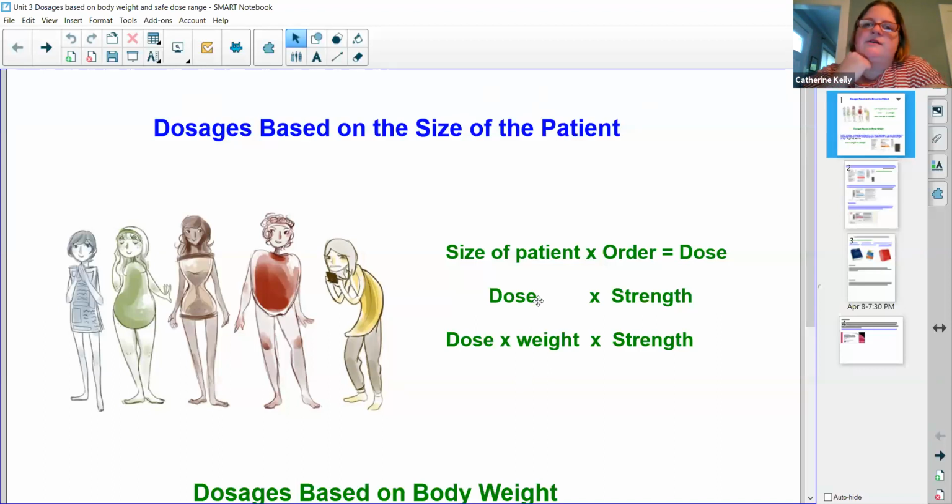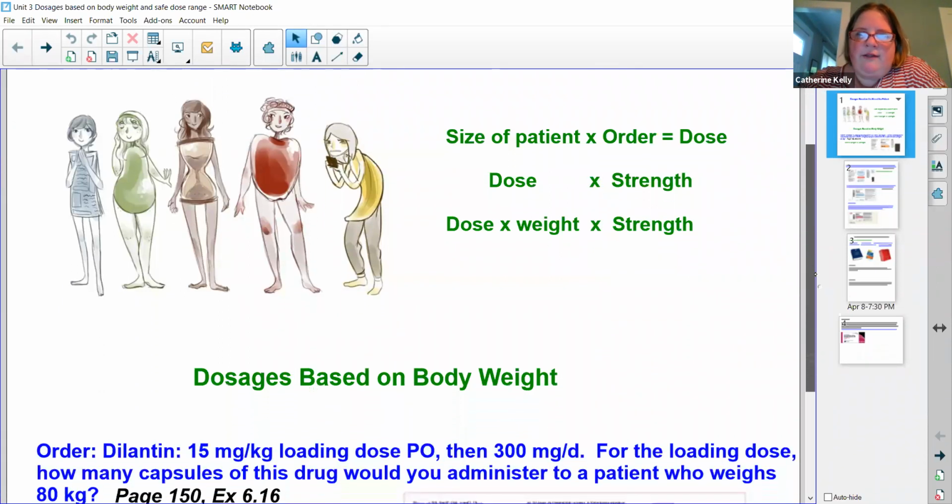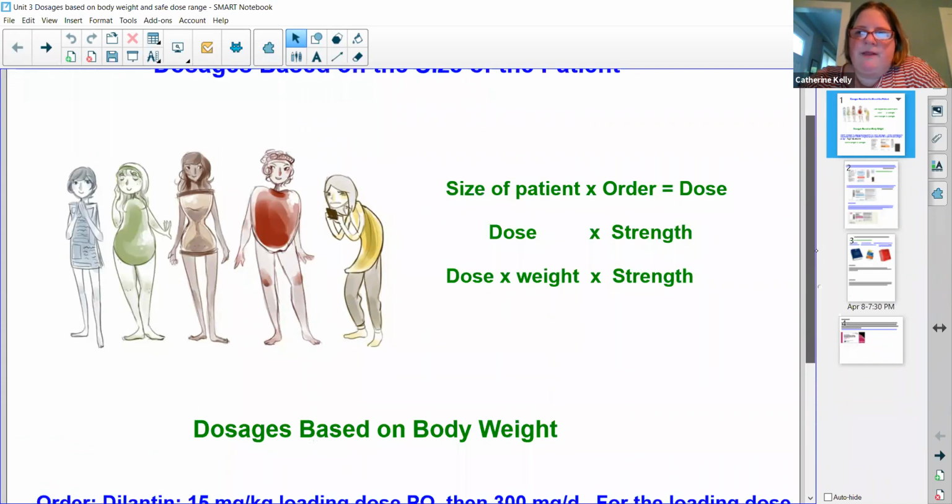Hi, today we're going to learn about dosages based on the size of the patient. Sometimes dosages aren't given like just take 2 Advil or take 2 Aleve or take a certain amount of drugs. It has to depend on the patient's body weight, so it goes by the kilogram of what they weigh. In order to calculate that, we're still going to think about dose times strength.